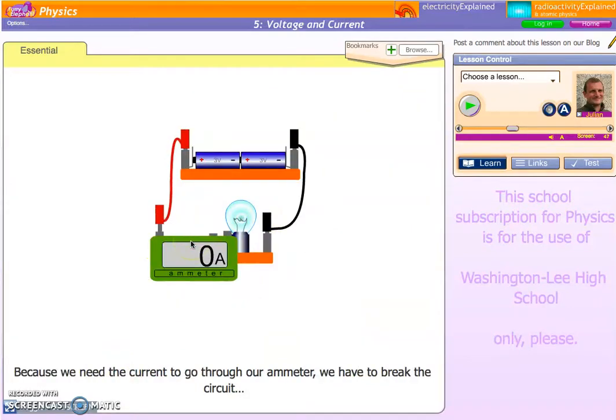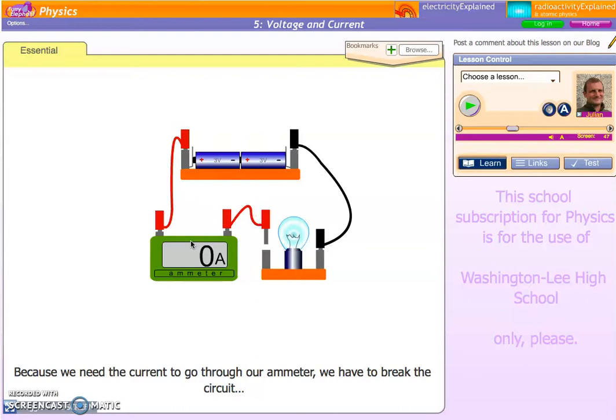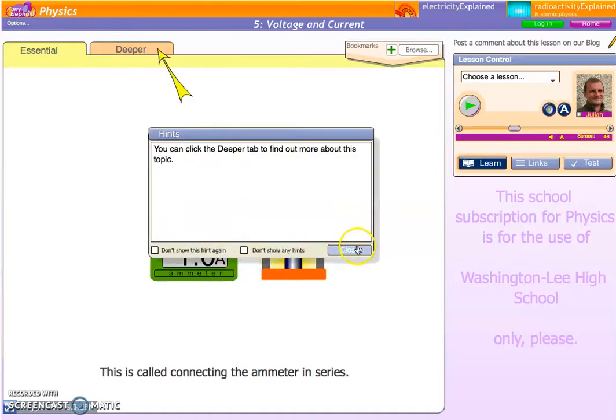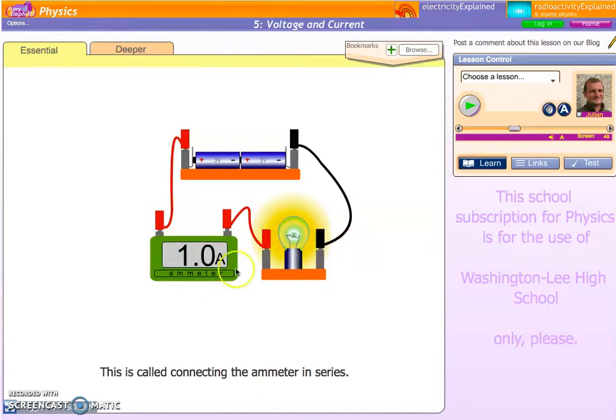Because we need the current to go through our ammeter, we have to break the circuit to get in the current to measure it, and put the ammeter in the way. This is called connecting the ammeter in series. It has to be connected in a row with all the other things, which is what in series means.